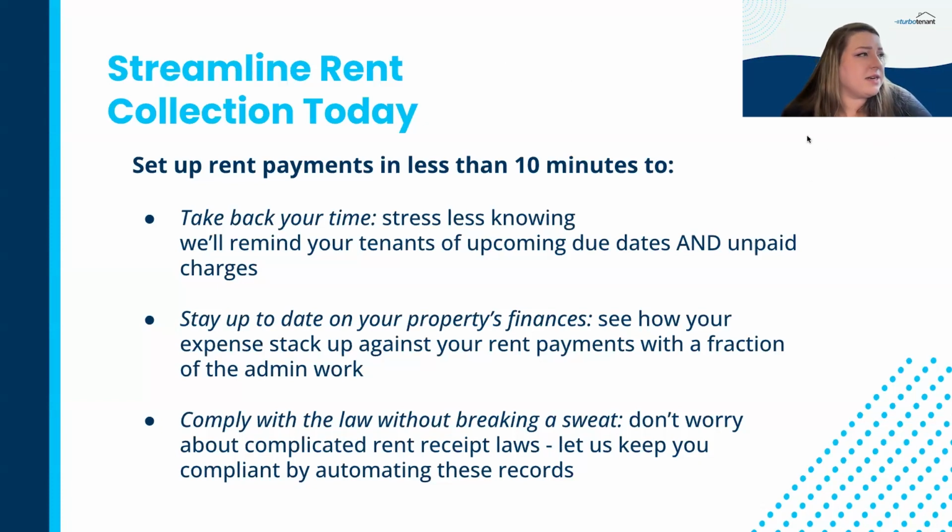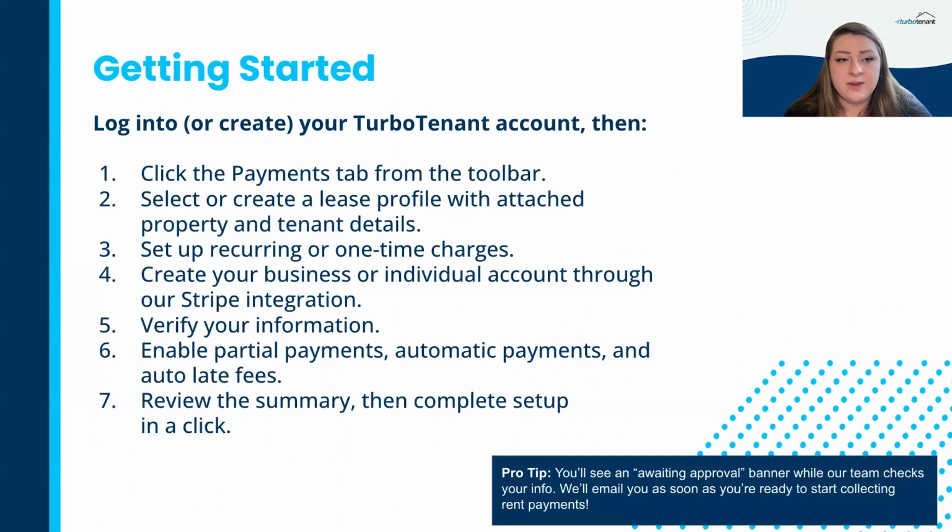If you are looking to get started and you're not exactly sure how to do it, these are the step-by-step instructions. So all you have to do is go into your TurboTenant account, and then you'll click on the Payments tab. You can follow each and every one of these steps. So inherently, you're making charges for each lease profile. You can choose to have that be recurring charges or one-time charges. You will then put in your information through our Stripe integration, verify all of that. You then get to decide on the permissions, right? So if you're going to enable partial payments, awesome, you can. Remember, you can always turn that off too, so it's not something that you have to allow forever.